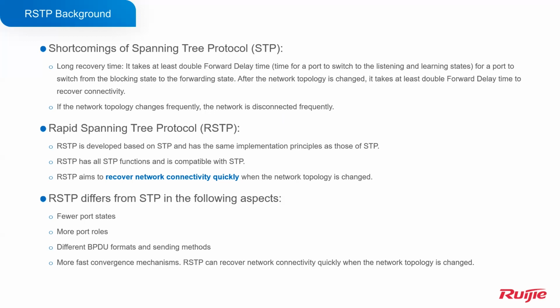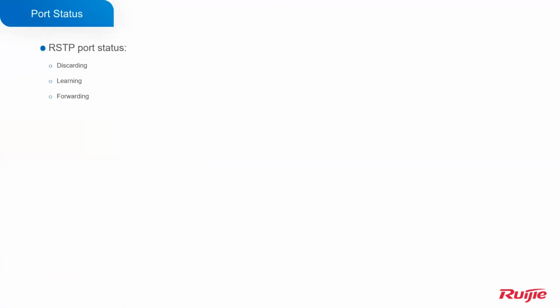Let's see some differences between RSTP and STP. First, fewer port states and more port roles, different BPDU formats and sending methods, and a faster convergence mechanism. RSTP can recover network connectivity quickly when the network topology is changed. In this part, we're going to introduce the aspects of RSTP which are different from those in STP. First is the port status, since RSTP has fewer states.